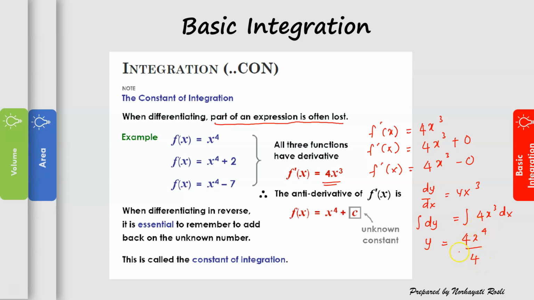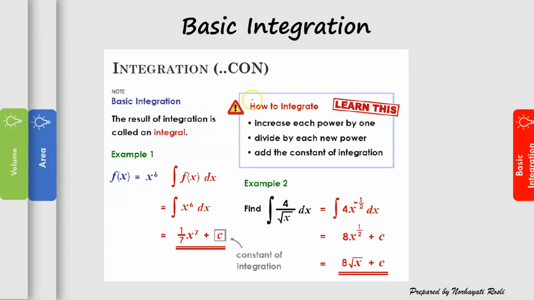But we cannot just leave our answer here. We need to add c, which is an unknown constant. That means we get x to the power of 4 plus c. So this c can be any unknown constant. It can be 0, it can be 2, it can be negative 7. For this part, we call it the constant of integration.